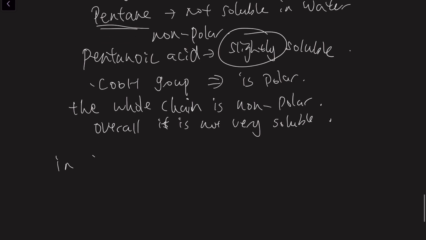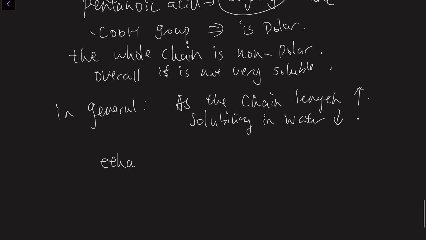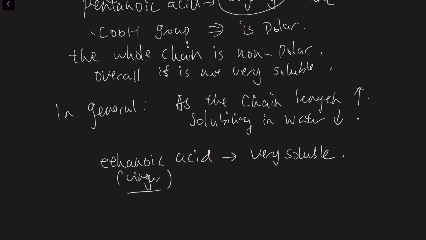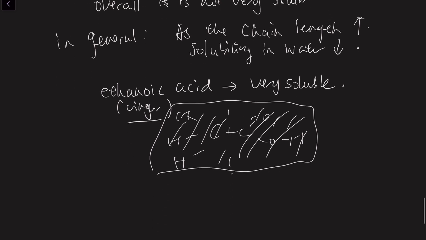So in general, as the chain length increases, the solubility in water decreases. So for ethanoic acid, it is very soluble. This is basically your vinegar. It is very soluble, as you would know, because the non-polar part is relatively small compared to the polar part. So that makes ethanoic acid soluble.